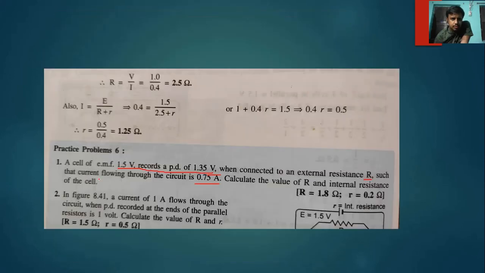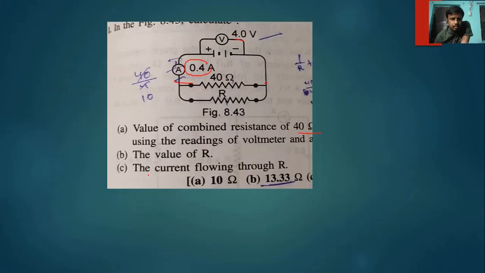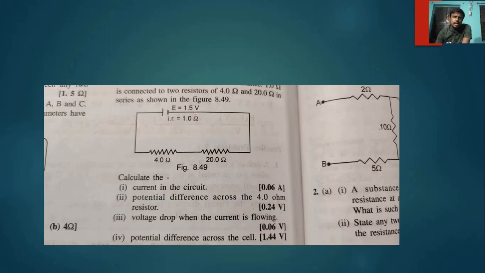The last question for today. Okay. Here E is given 1.5 volt. Internal resistance is given 1 ohm. The two resistors are given 4 ohm and 20 ohm. Okay. We can see that the 4 ohm and 20 ohm are in series with each other. So your total equivalent resistance would be 24.